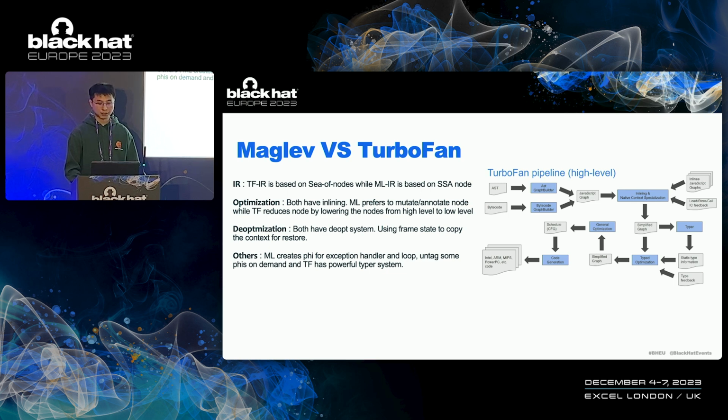Comparing Maglev with Turbofan, Turbofan has a clear distinction between high-level and low-level nodes, while Maglev does not. As for the optimization phase, both of them perform inlining. However, Maglev tries to mutate nodes, while Turbofan reduces nodes from high level to low level. During the de-optimization, they have similar designs by using frame state to store the context, but they store different information.